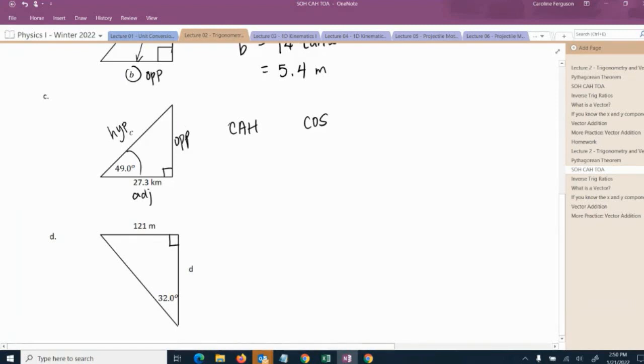Okay, so we're going to use CA because cos of an angle is equal to adjacent, which we know, over the hypotenuse, which we don't know. That's what we're looking for. So I'll write it out. Cos of the angle, which is 49, is equal to the adjacent side, which is 27.3, over the hypotenuse, which is C.